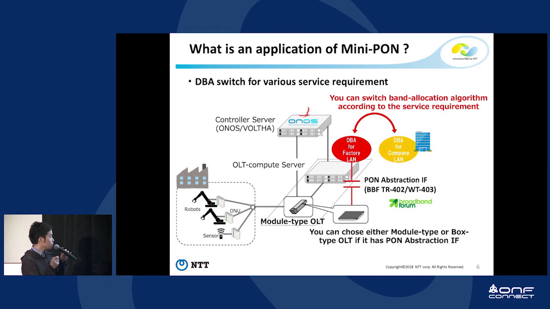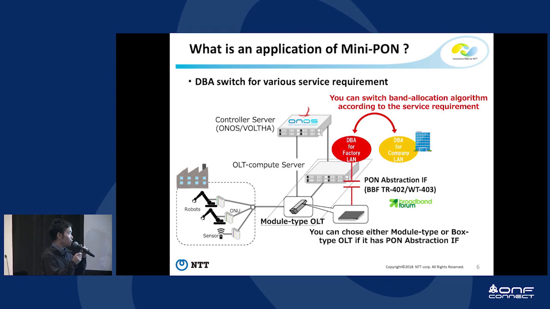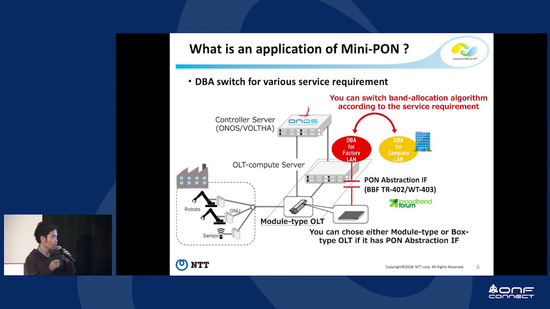You might be concerned whether the passive optical network can meet the low latency requirement for factory LAN, because the requirement is so different from the one for other services, such as the requirement for fiber to the home or for company LAN. It's no problem in Mini-PON, because you can change the dynamic bandwidth allocation algorithm in Mini-PON very easily.